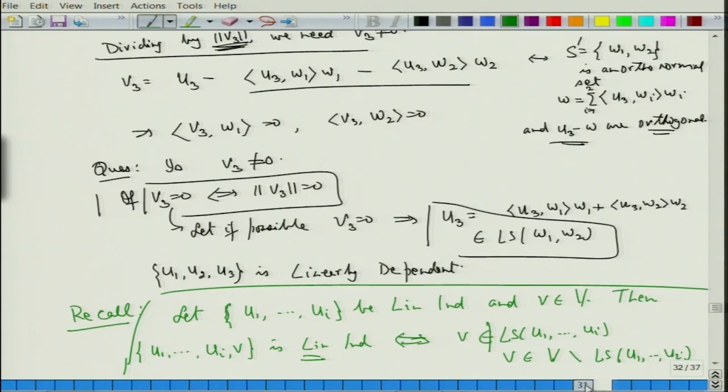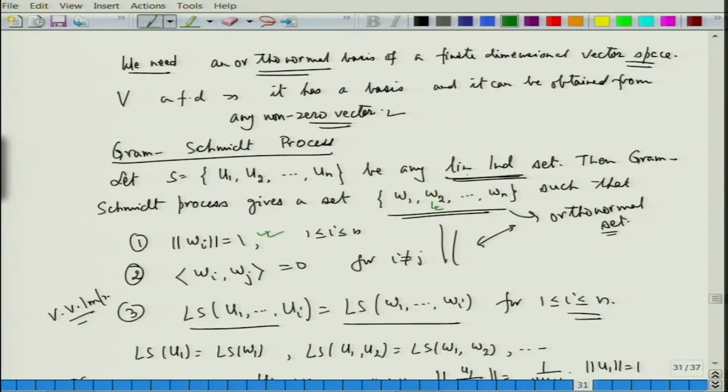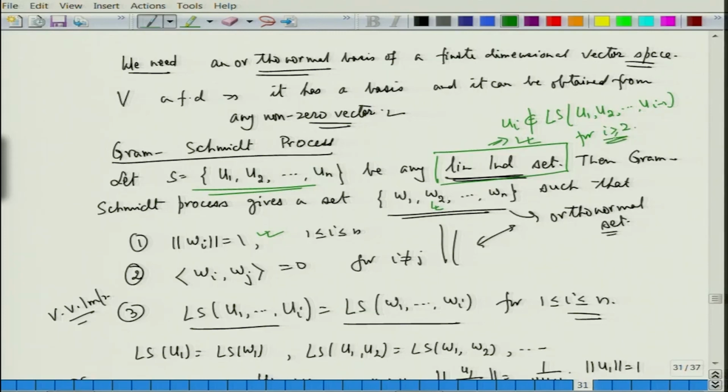So let us go back. The statement here is that this is a linearly independent set. Our set S is linearly independent. So at no stage, linear independence implies that ui does not belong to the linear span of u1, u2 till ui minus 1, for i greater than or equal to 2. All right. So this is what is important: there are some theorems which we may not have thought were so important, but they are playing a role. Taking that ui belongs to the linear span will imply that this becomes a linearly dependent set.